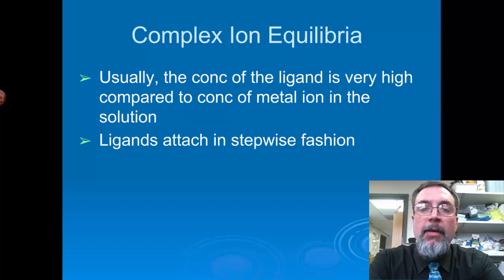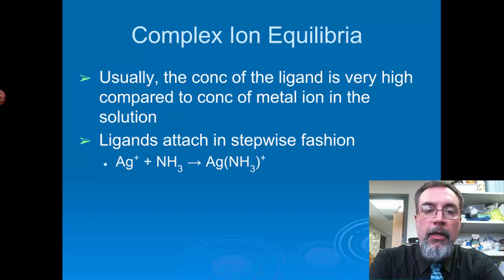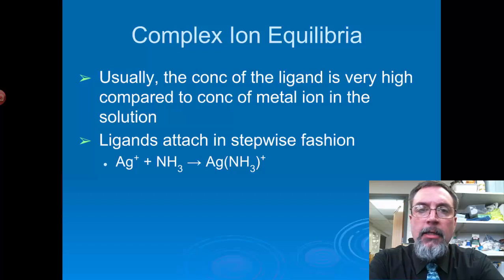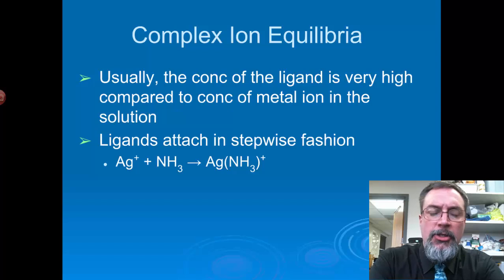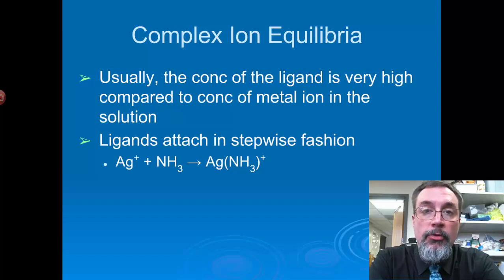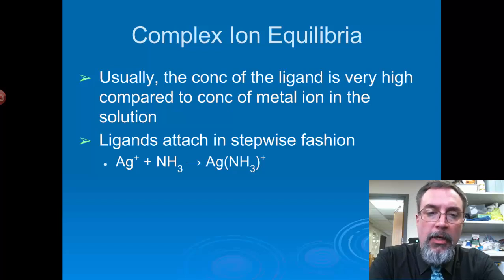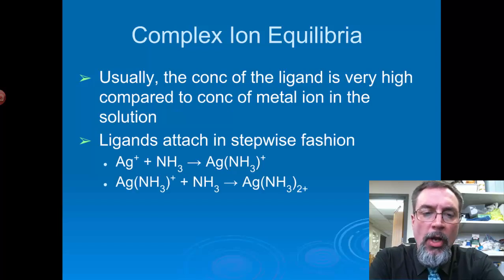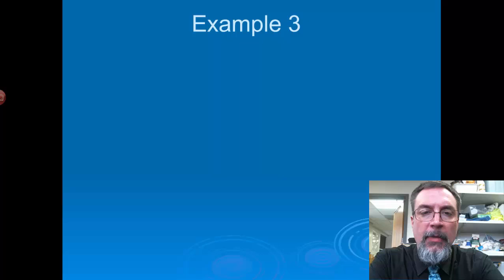Ligands attach stepwise. That means one at a time. Okay, so silver ion will attract a nitrogen lone pair on ammonia and will attach to that ammonia. Now, ammonia is neutral, so it doesn't affect the charge on the silver. It's still a +1 ion, but it attaches one. Now, once there's one on there, the next ammonia can come in and make a doubly substituted ion, and so on and so forth.